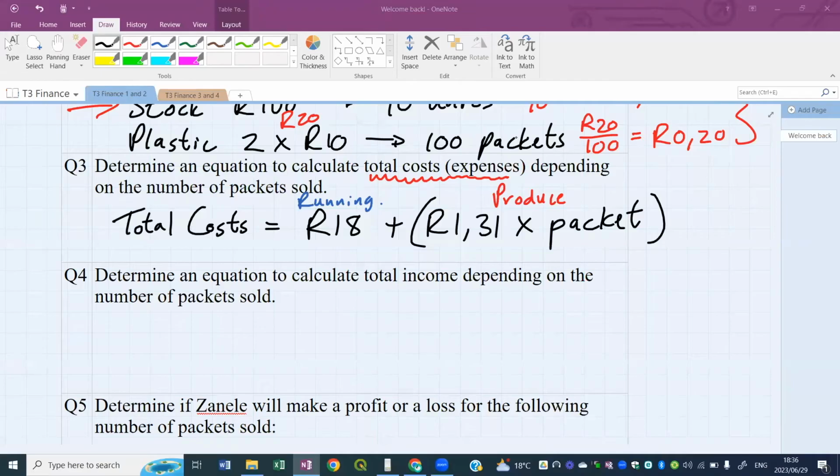It's question 4. Determine an equation to calculate the total income depending on the number of packets sold. What is she going to get in? All right, the one we've just done is for the costs. Now we're going to do the income, what she's getting in. Who can tell me how we are going to build this equation?